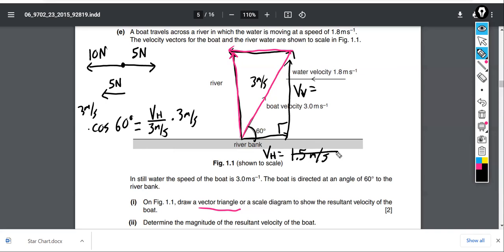Oh, no, wait, no, it's not. I think I solved for the vertical. No, that's right. Yeah, because cosine of 60 is a half. Half of 3 is 1.5. And so of this 3 meters per second, because it's going at a 60-degree angle, 1.5 meters per second this way.